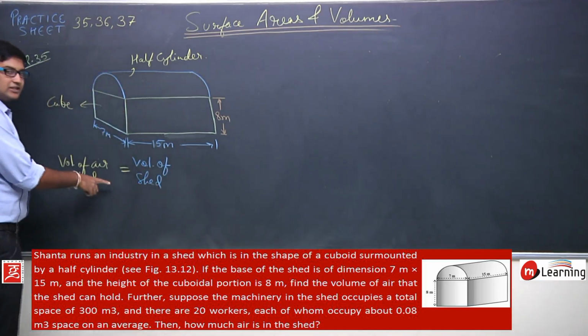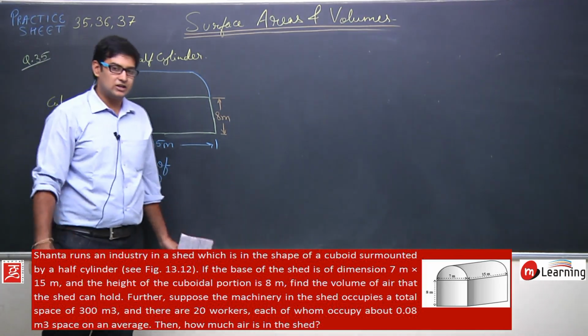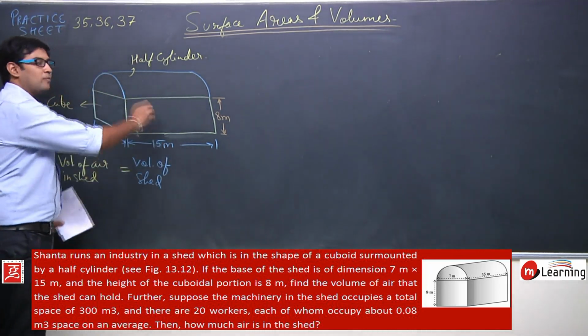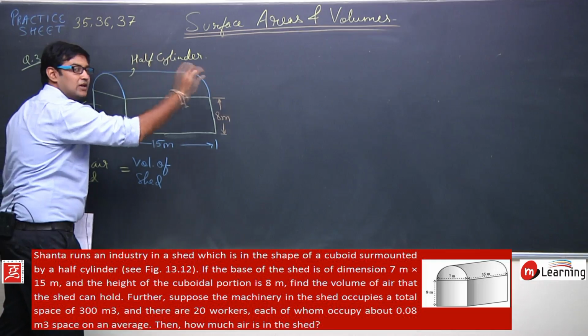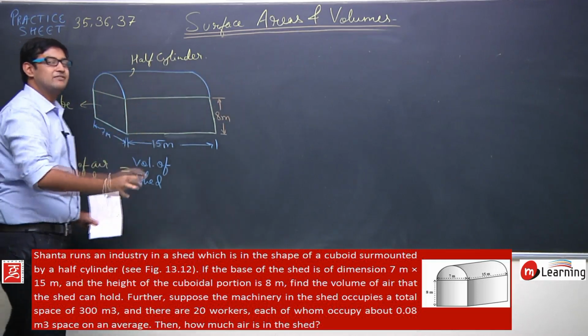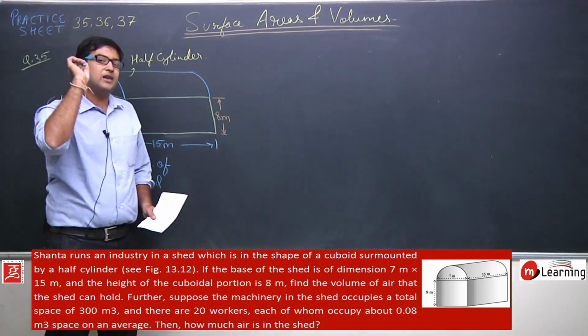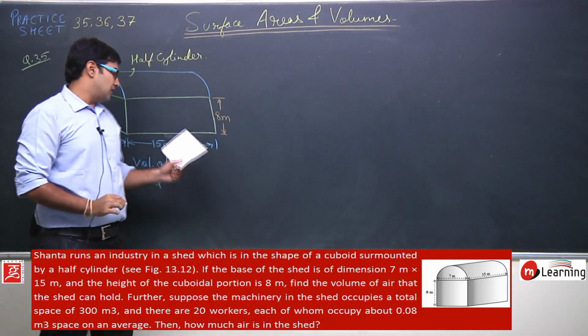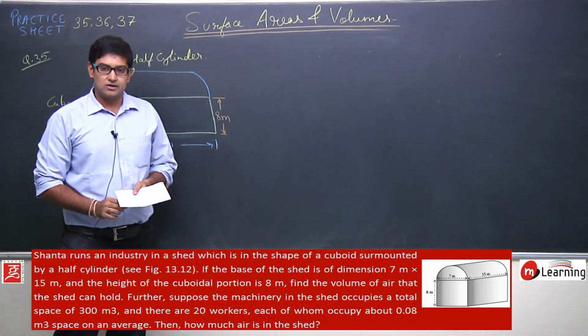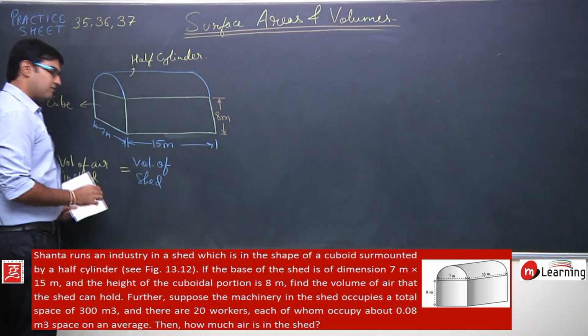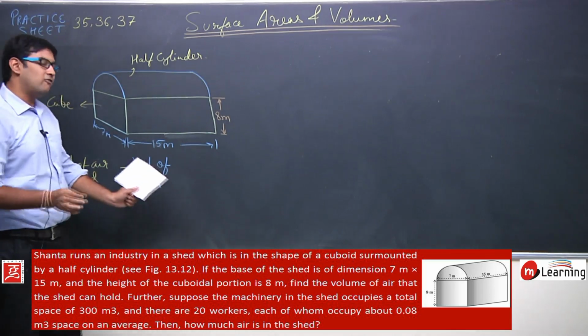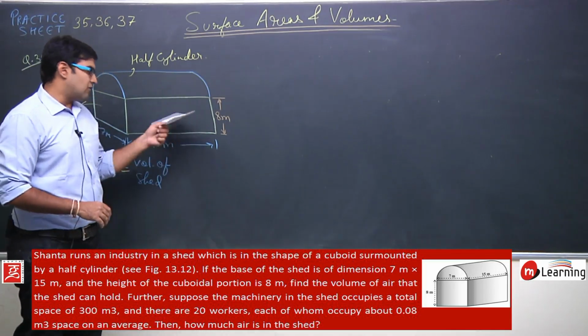Now why have I written this? Because air can spread in every corner, that's why the air will occupy the complete factory from one corner to another corner, each and every corner. Not a single point will be left that will not be covered by air. That's why I can write that volume of air simply means the volume of shed. Now what is the volume of shed?